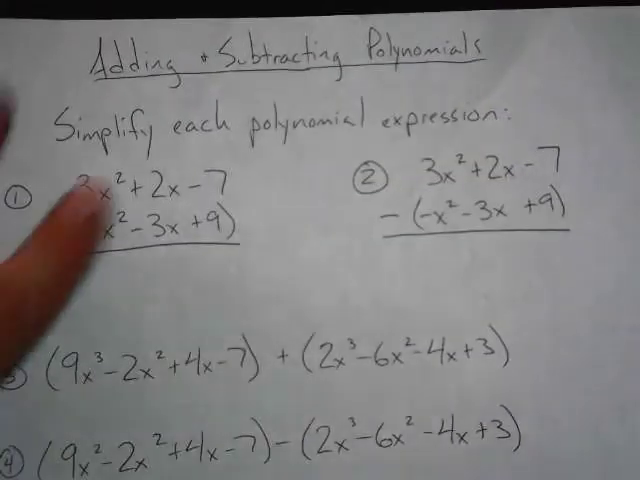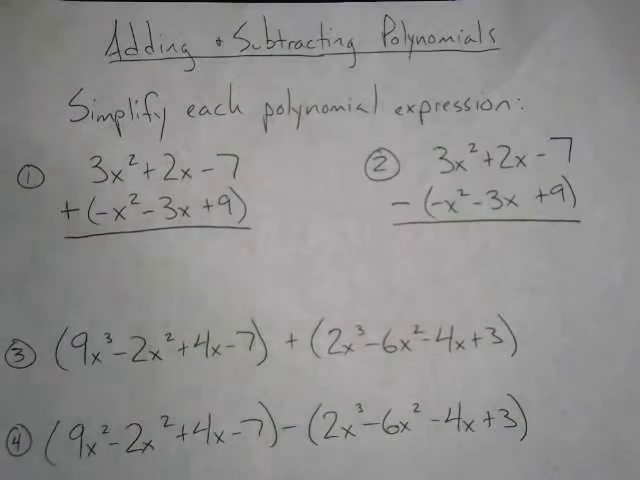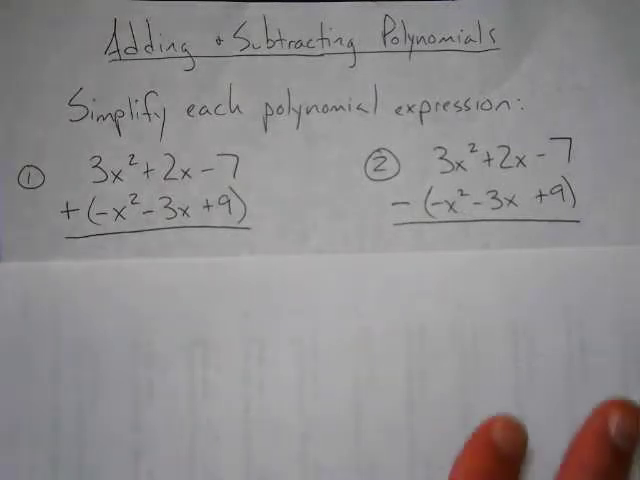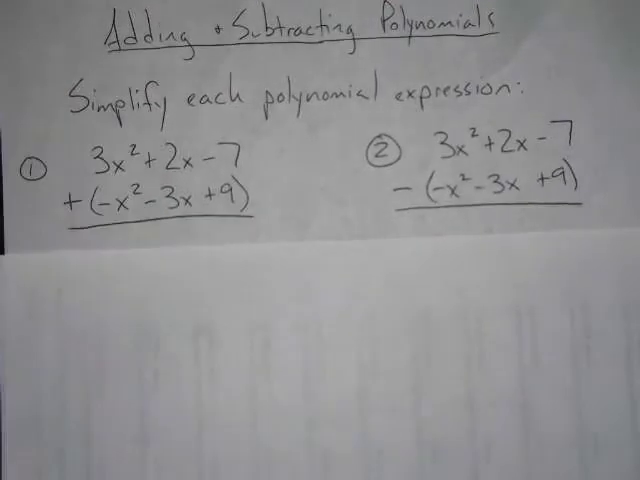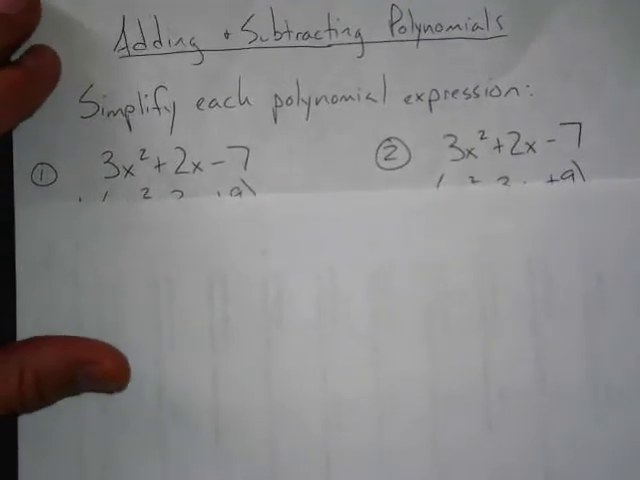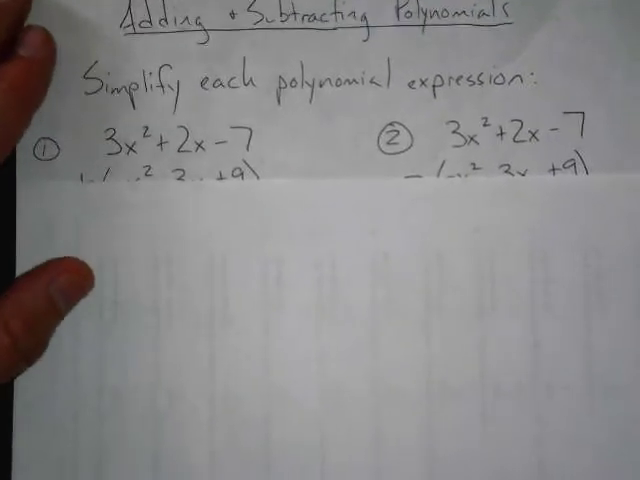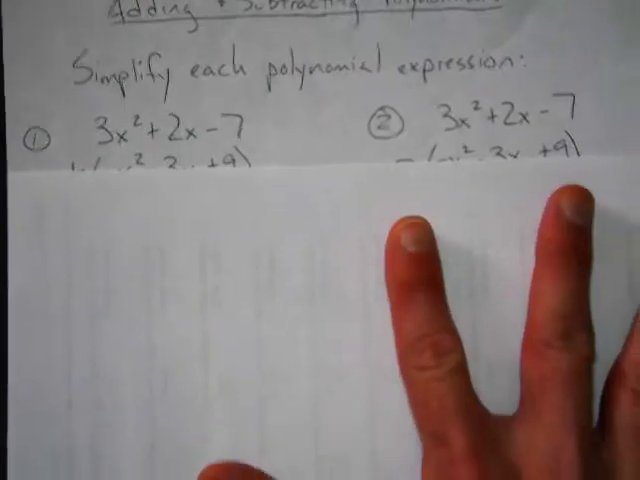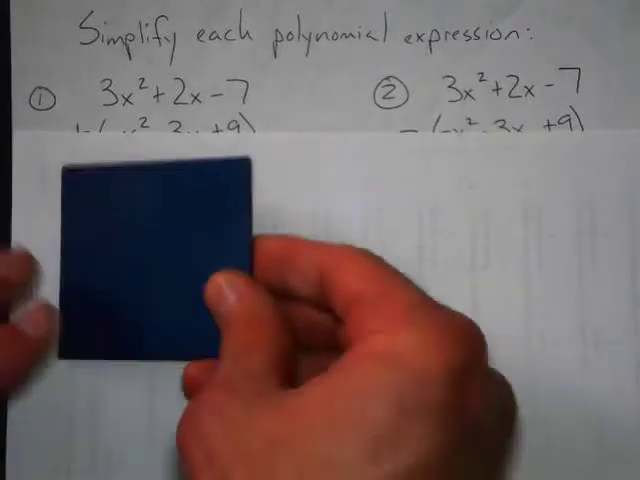Now I'm going to do a couple things with this. The first is to model these examples using algebra tiles in just the first two examples. If you've never used algebra tiles before, they're kind of handy, and they can show what's happening. So in the first problem, we have 3x squared plus 2x minus 7. And this is what that polynomial will look like.